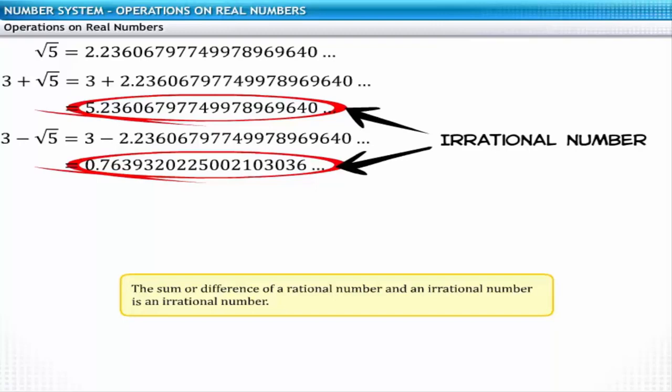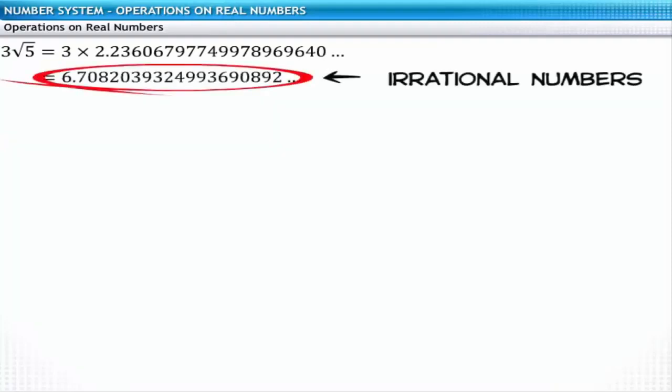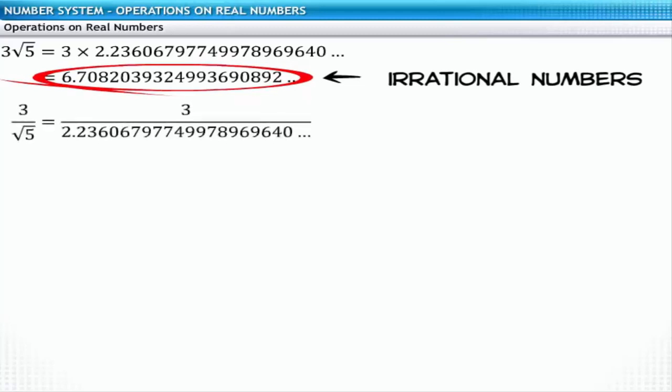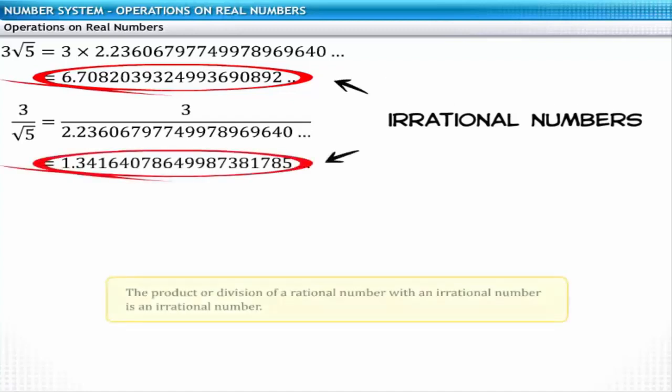On multiplying the square root of 5 by 3, we get an irrational number. Similarly, on dividing a rational number by an irrational number, we get an irrational number. Thus, we conclude that the product or quotient of a rational number with an irrational number is an irrational number.